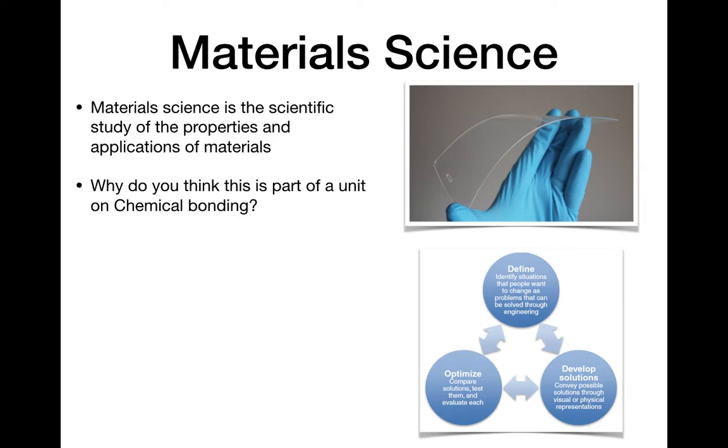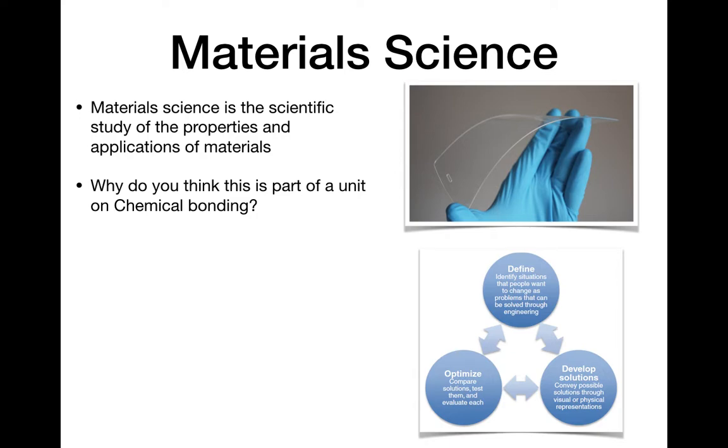So why is our last lesson in our chemistry unit about material science? What's the connection here about chemical bonding? Well, the number one thing that determines the properties of a material is the bonds. We talked about different bonding types, 4 different types of bonds, and 2 different types of bonds, and how they really affect the properties of the compounds that are made of those bonds.